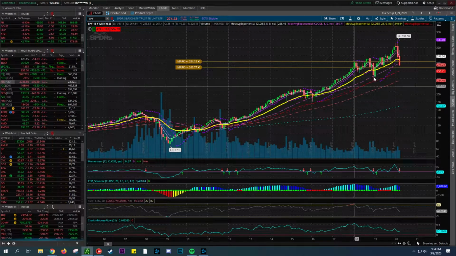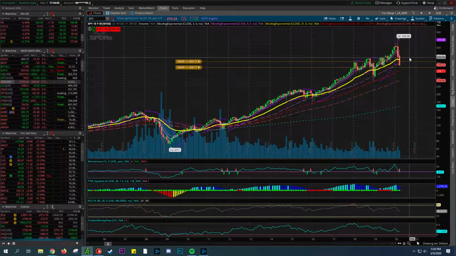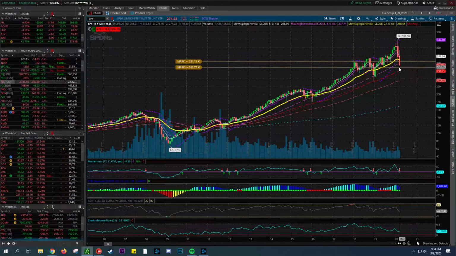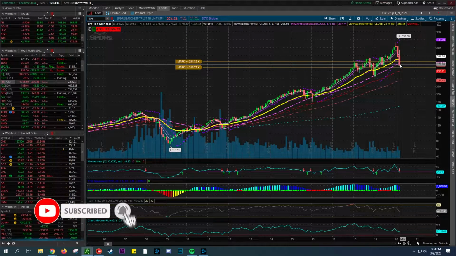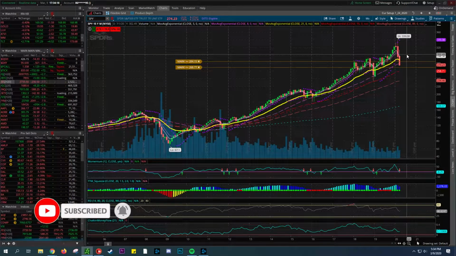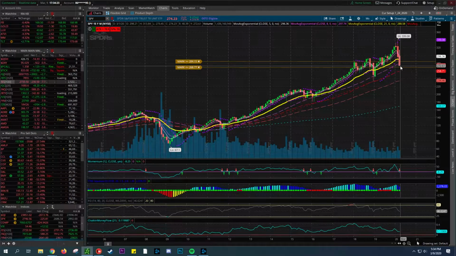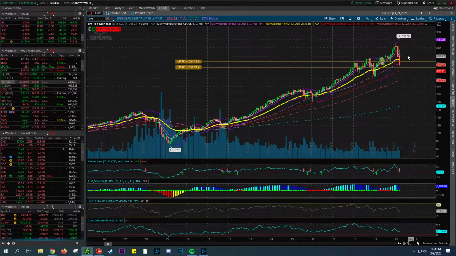So we are, in the scheme of things, we broke the 34 and the 21 and closed below it on the monthly chart. Since March is not completely over yet, we're just basically in the first week, this could come back, but overall this is not a great look for the market.